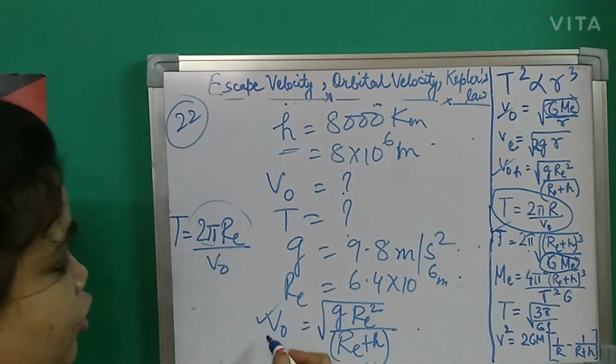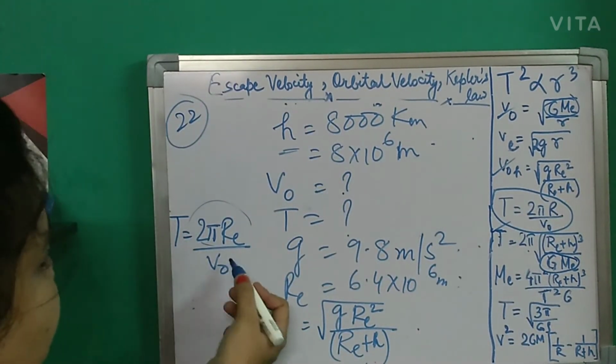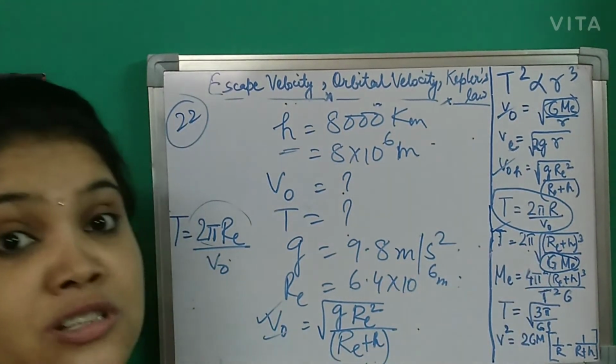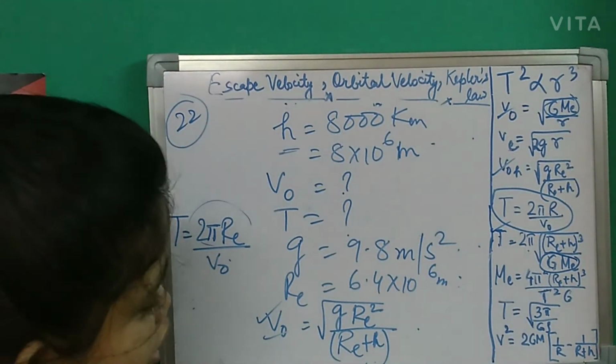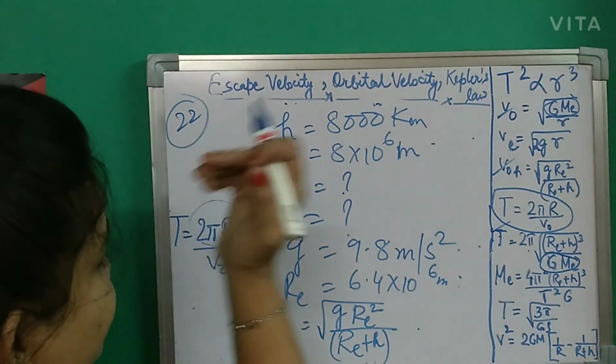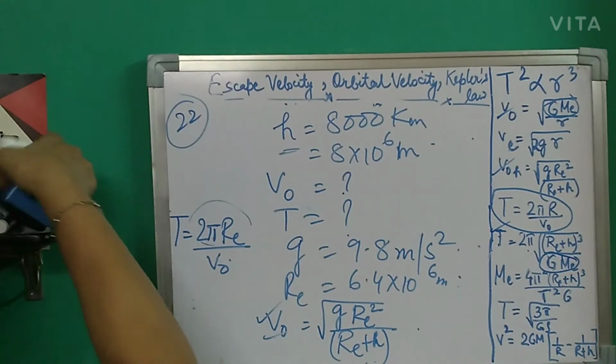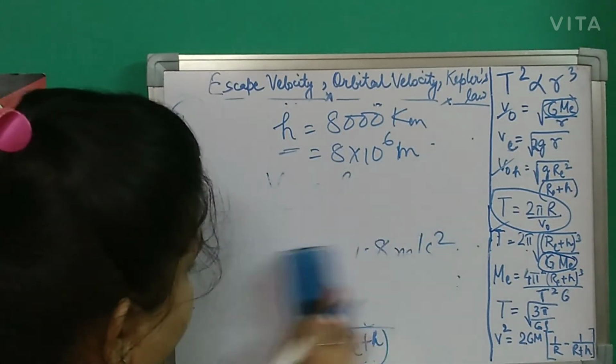If you are finding V0, you can easily use this formula to simplify, because if you go for the other one, the calculations become very big. So go for the short way, find V0, and you can easily put it over there to find the time period. Now let's go to sum number 23.